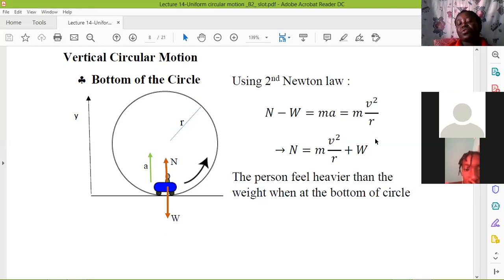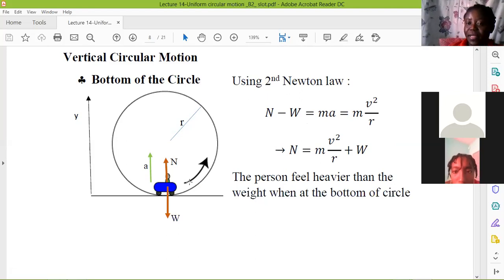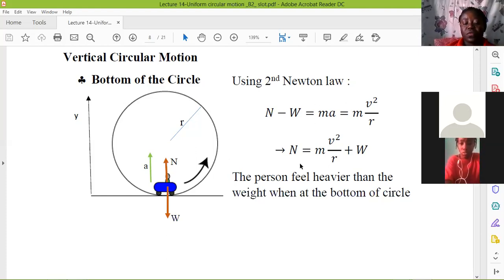If we use Newton's second law on all the vertical forces acting, taking upwards to be positive, then the normal force minus the weight is equal to the mass times the acceleration. Remember our acceleration, because this is the centripetal acceleration, is equal to the velocity squared divided by the radius of the circle, v squared over r. If we solve for our normal force, we have the normal force equal to the mass times the acceleration plus the weight.